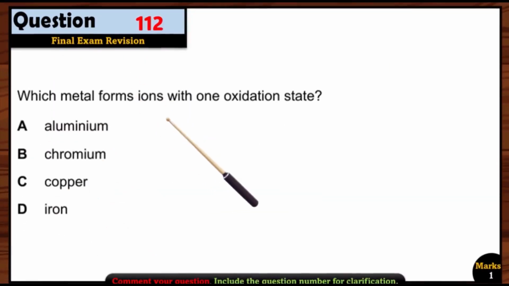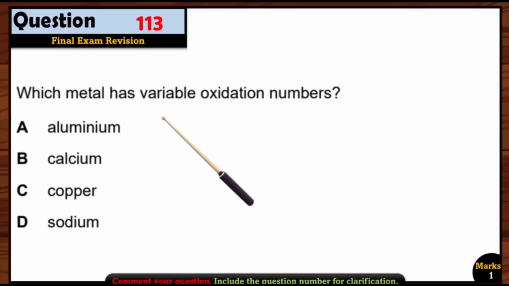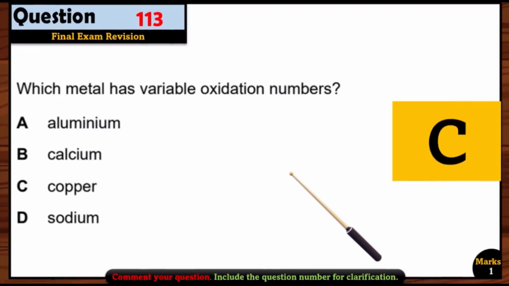Let's see question 112. Which metal forms ions with one oxidation state? Aluminium, chromium, copper, iron. Chromium, copper, iron, they all are transition metals, so they will have variable oxidation state. So we are just left with option A, that is aluminium. Question 113. Which metal has variable oxidation state? We have to find the one that is a transition metal, and copper is actually a transition metal over here, so option C is the correct option here.